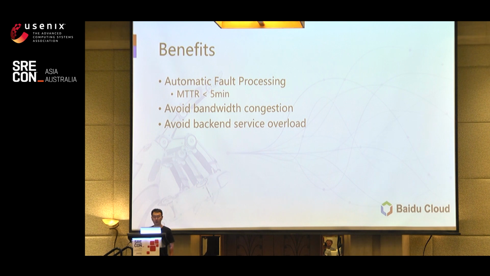Second, we avoid data center bandwidth congestion. Requests are dispatched to different data centers based on their bandwidth capacity. Third, we use an internal network traffic load balancing system to rebalance traffic based on the backend service capacity. It avoids overloading the backend services caused by the automatic traffic scheduling system.